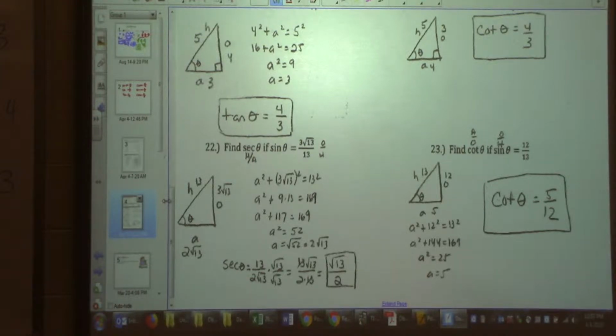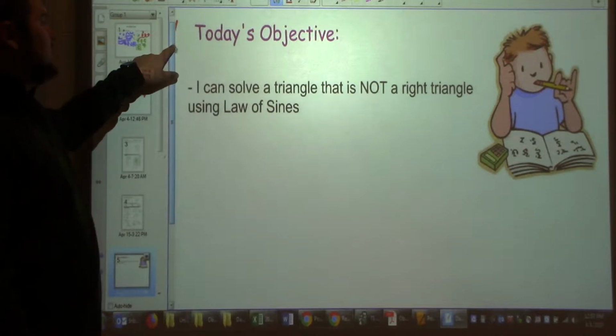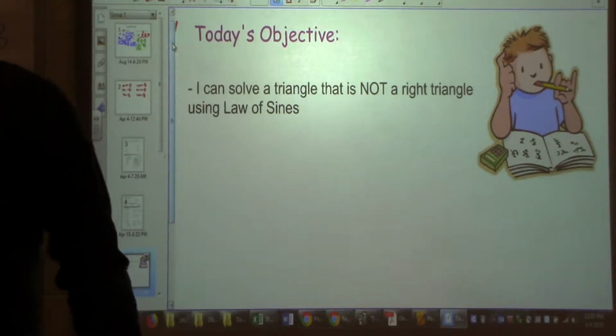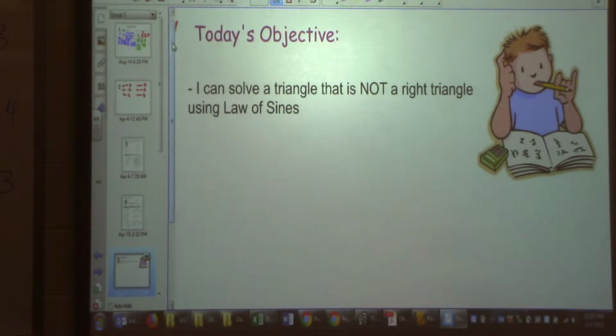So, guys, let's start going today. Today we're talking about law of sines. So, solving a triangle that is not a right triangle using law of sines. So, there is a law of sines, there's a law of cosines. Law of sines is the easier of the two. Alright, so what we're going to talk about today.